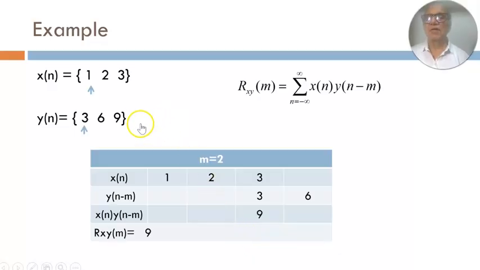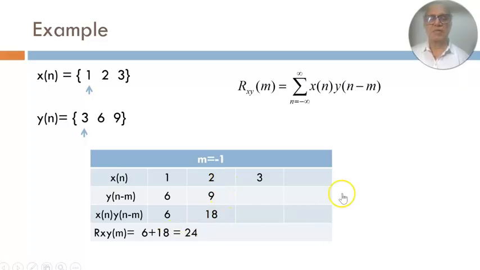Beyond that, there is no point in computing, because then there is no overlap at all and you will get only 0 values. So now what you do, you shift yn to the left. That means you advance it by one sample and then see what happens. So m equal to minus 1. So this shifts to the left. So 1 and 2 get aligned with 6 and 9. So 1 into 6, 6, 9 into 2, 18. So 6 plus 18 is equal to 24.